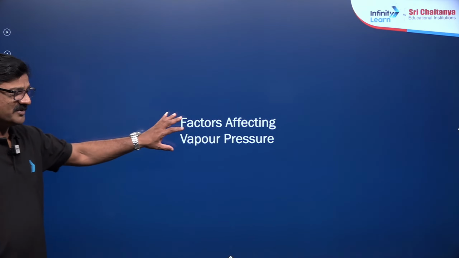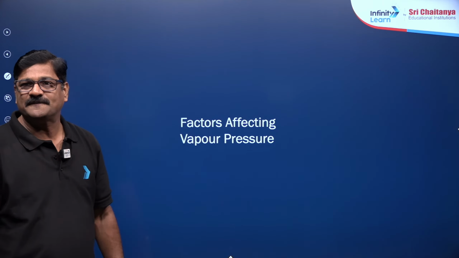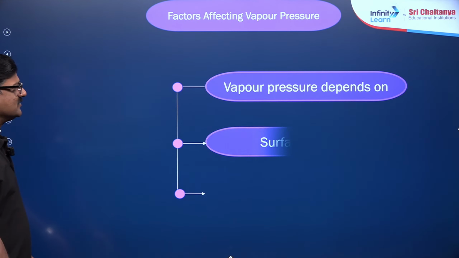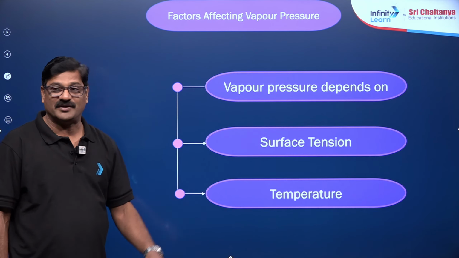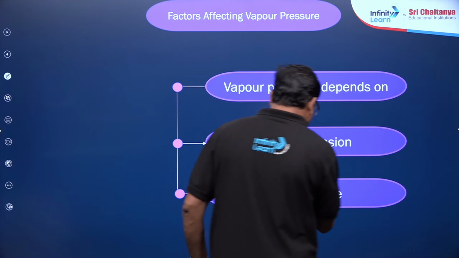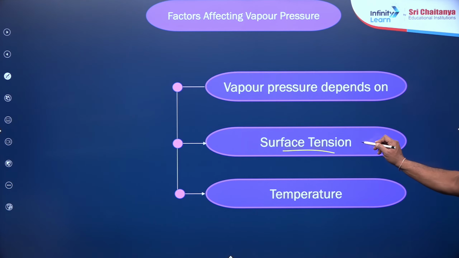Factors affecting the vapor pressure, that is very important, children. Factors affecting vapor pressure depend on surface tension and the temperature. What does surface tension depend on, beta? Vaporization depends, yes Aniket, vaporization definitely depends, beta. Surface tension depends on the nature of the liquid.